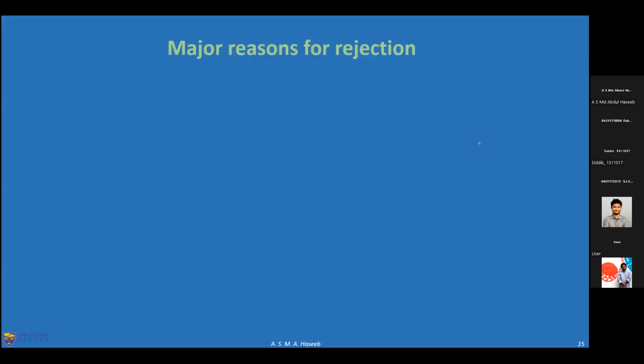These are some of the reasons why manuscripts are rejected. It's a summary. So first of all, if you don't submit your manuscript to the appropriate journal, it's very likely that you will get it rejected at a very early stage.